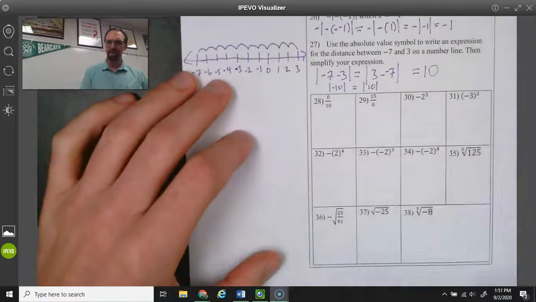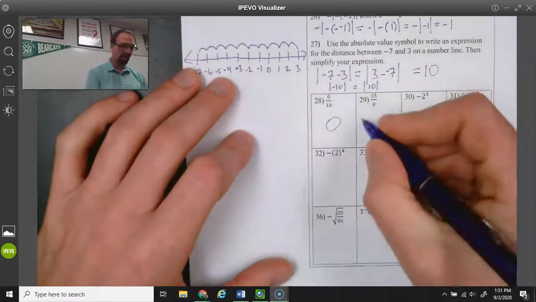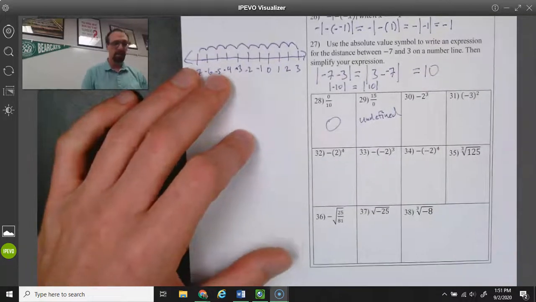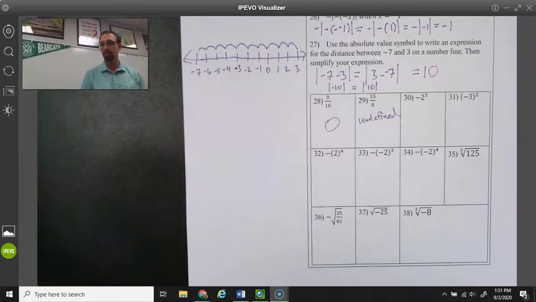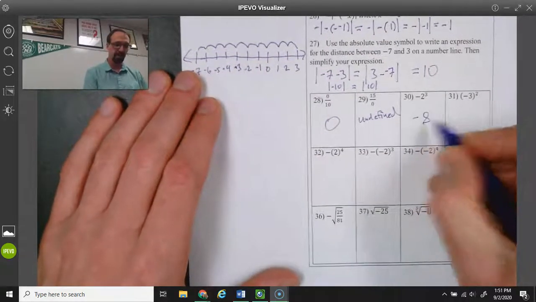0 divided by 10, if I simplify, that's 0. I can't divide by 0, that's undefined. Negative 2, notice how that's written negative and then 2 to the third power. Well, I'm going to take 2 to the third power first, or 2 cubed. That gives me negative 8.